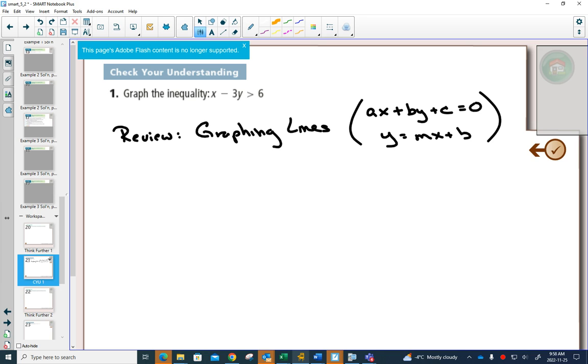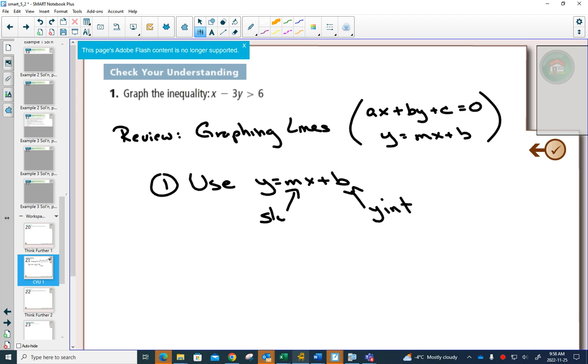So how do you graph lines? Number 1, you use the y-intercept to get one point, and the slope to get another point. And once you have 2 points, you draw a straight line between them.